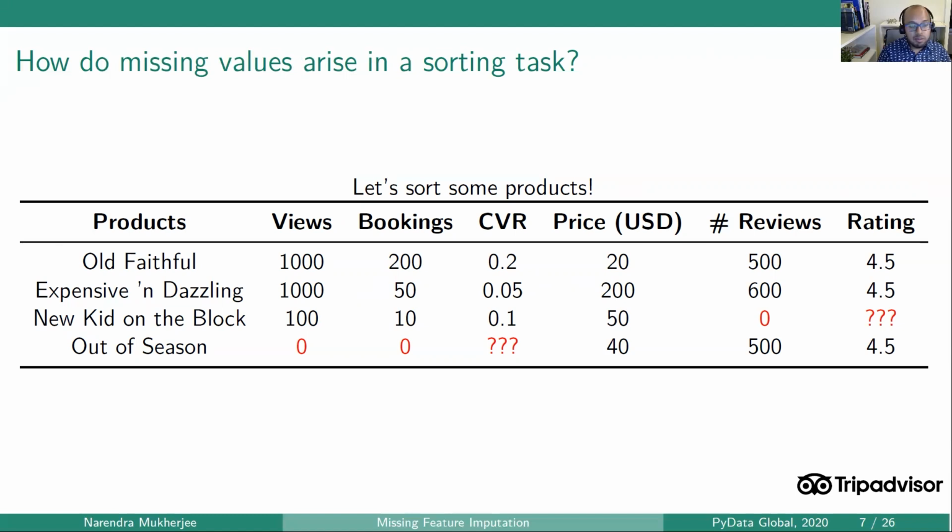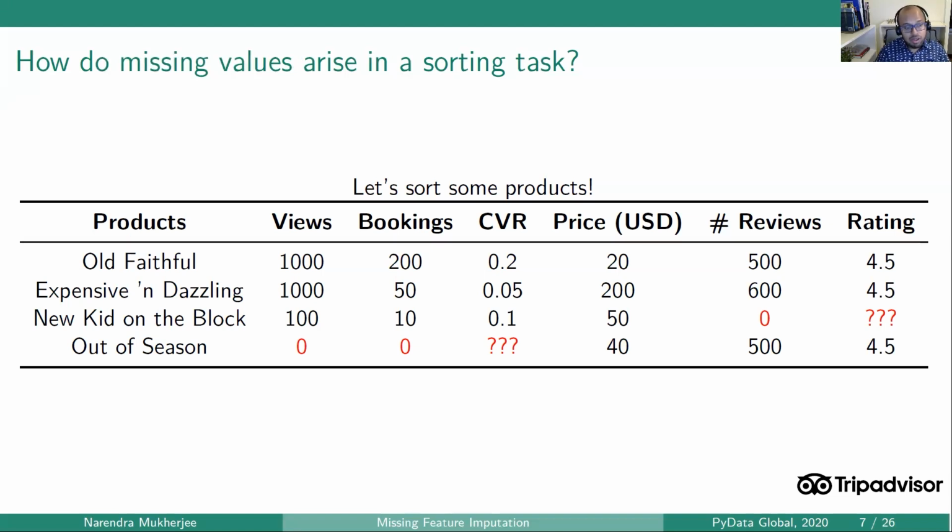Similarly, we have a different product which has a lot of views and has been on the platform for a long time, but this product is more expensive. It is, in this example, it costs $200. So it's not booked as often as the Old Faithful product, but still we know the conversion rate of this product. We know the number of reviews, the star rating for this product very well, because it's been there on the platform for a long time.